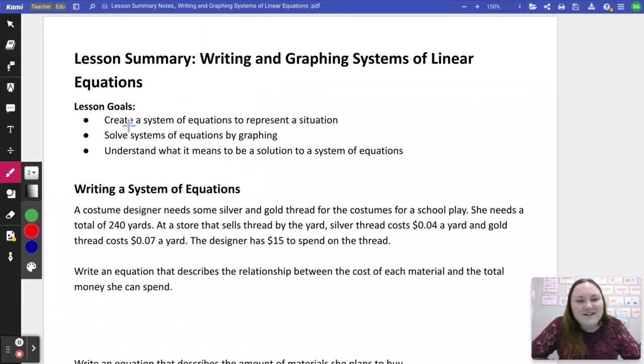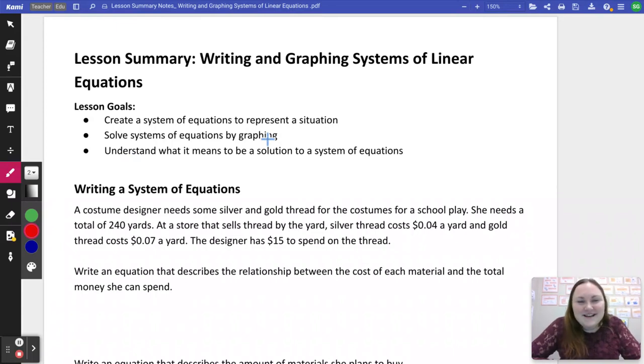And then we're going to talk about, in this particular lesson, how you can solve a system of equations by graphing and what it means to be a solution to a system of equations. This conversation about solving systems of equations is going to be ongoing. There are multiple methods you can use to help you solve these systems. And so the focus today is going to be on graphing. So you've got a lot of graphs in your future.